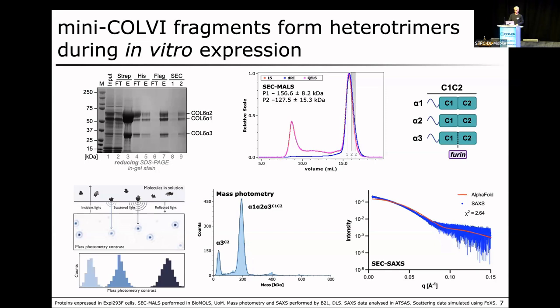And then lastly, we collected small angle X-ray scattering data on this. And what's quite nice when you use SAXS is you can essentially take any PDB file and simulate SAXS data for it. And then you can compare it to your experimental data, which is what I've done here. So the red one is the AlphaFold model. And it gives you a chi-square. This one's 2.6, which for fitting PDB files to SAXS data is actually quite a good score. So that tells us that not only we have a trimer consisting of all three individual chains, but it actually looks like the AlphaFold model. So we know it looks like we want it to look, and we're not just purifying something completely artificial.